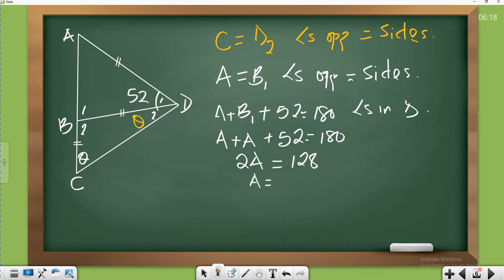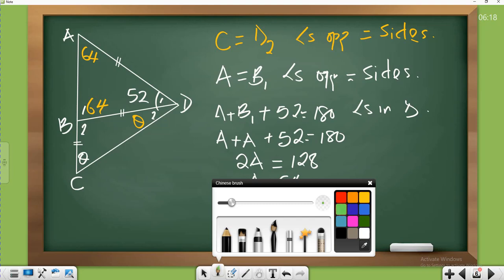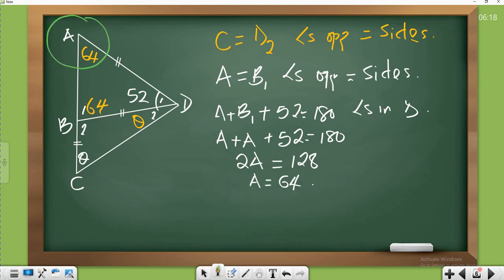A would be equal to, if you divide that, that would give you 64. Let me write that in a different ink. This is 64. This is also 64. All right, now let's look at the bigger triangle. Angle A plus angle C plus the whole of angle D should be equal to 180, the bigger triangle.